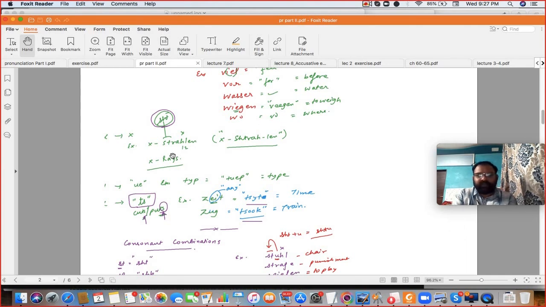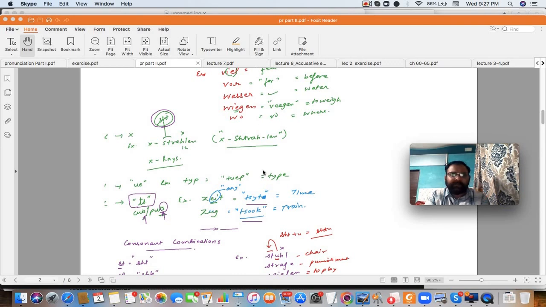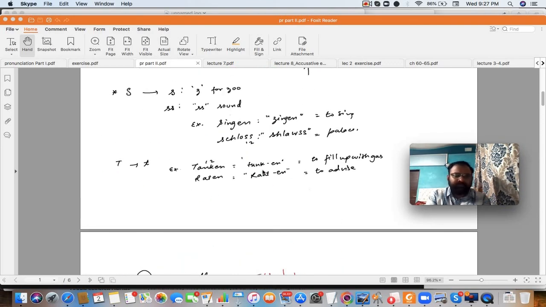Okay, your homework is you have to revise everything till Z. Revise all the rules. Initially, today it is first lecture only, so you will not be able to learn all the rules properly. But in the next class, I'll make you practice some words. With that, you will be able to revise them and understand them all.